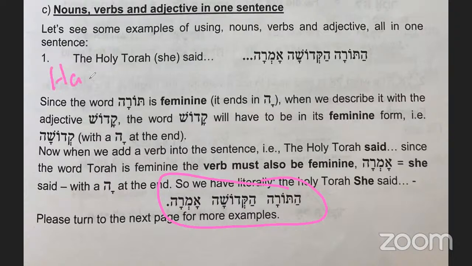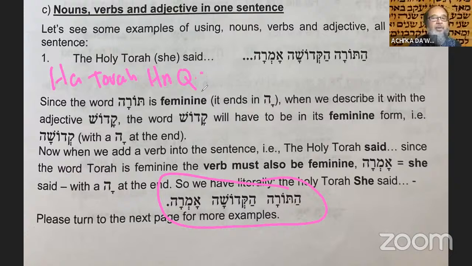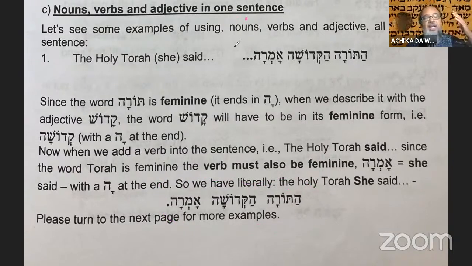HaTorah, HaKadosha, Amara. I'm sorry, Amara. Yeah, that's a resh. Thank you. Good. HaTorah, HaKadosha, Amara. Do you hear that ah in there? You hear that Torah, that Kadosha, that Amara, all that ah. You know it's feminine. So listen for those sounds. Good job. HaTorah, HaKadosha, Amara.